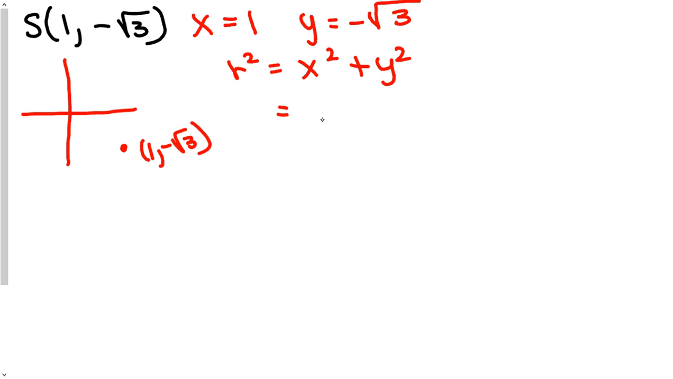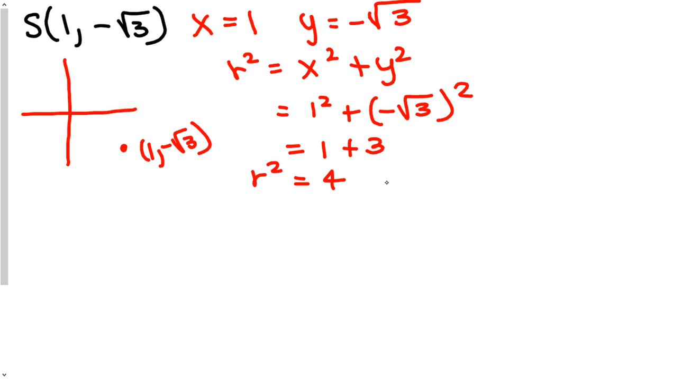So r squared equals 1 squared plus negative square root 3 squared. 1 squared is 1, negative squared is positive, square root 3 squared is just 3. So this tells me r squared is 4. To find out what r is, we go ahead and square root it, and we get r equals 2. Perfect. There's our first part of our point.